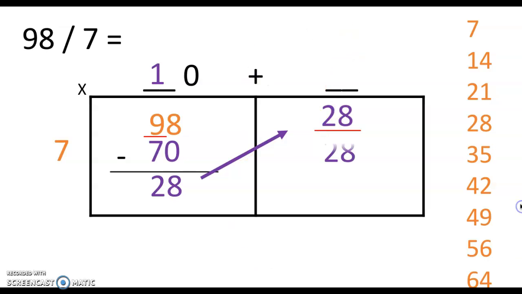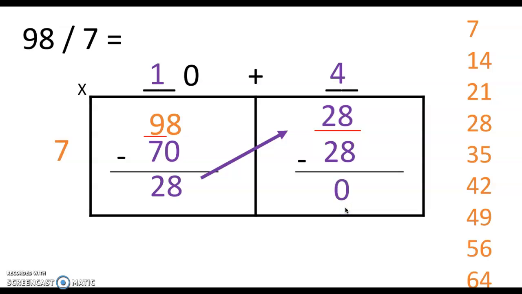What's the closest we could get to 28 without going over? Oh, we could get to exactly 28. Perfect. So I would put 28 there. We skip counted 1, 2, 3, 4 times, or did 4 times 7 to get 28. When I subtract those, 28 minus 28 is 0.